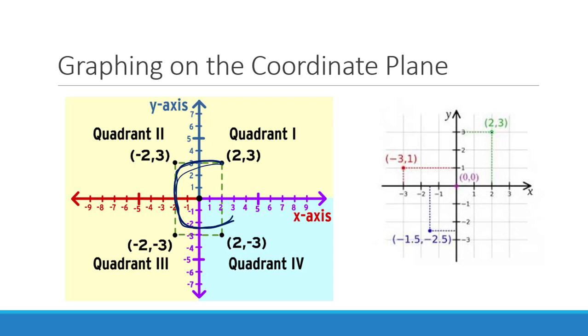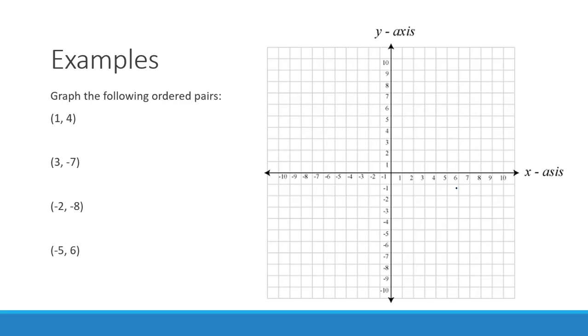In terms of how to graph, I always tell students you crawl before you walk. So your x represents how much you crawl across the x-axis. Your y represents how much you walk up or down. So notice the point 2, 3, you're crawling over to 2, and then you're going up to 3. Notice negative 1, 3, you're crawling over to negative 1, but you're going up a positive 3. This point here, you're crawling over to negative 1.5, and you're going down to negative 2.5. Then the point 0, 0 is always in the middle.